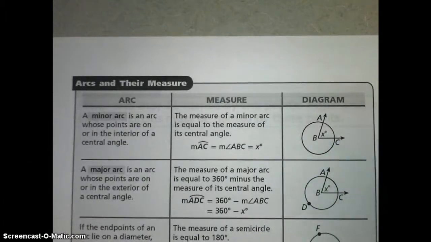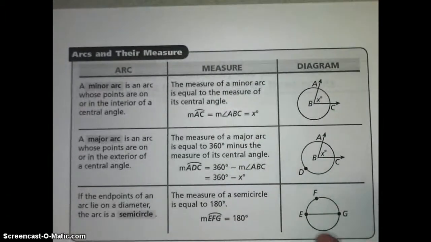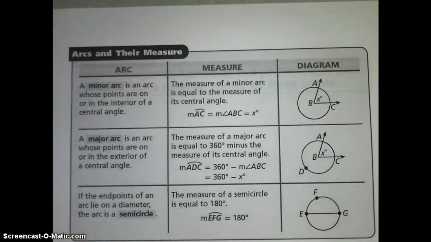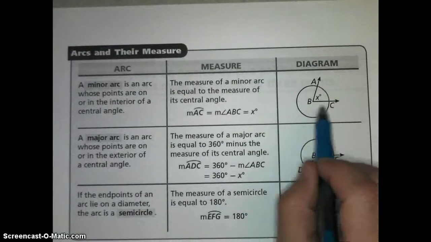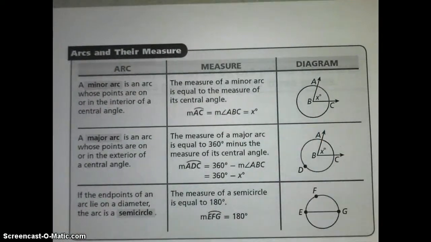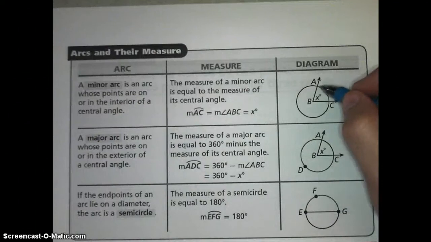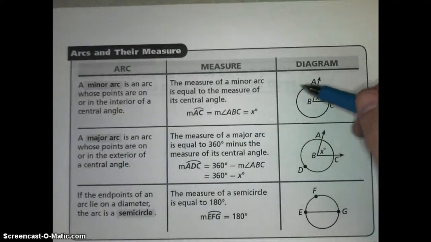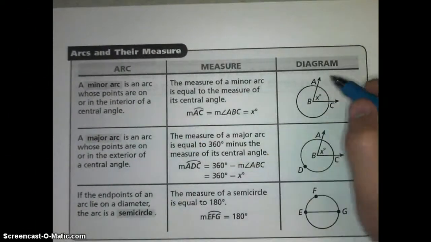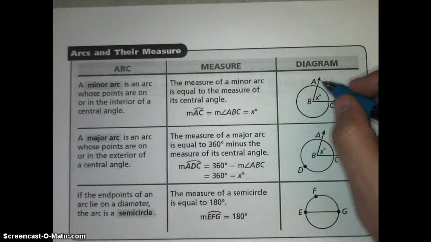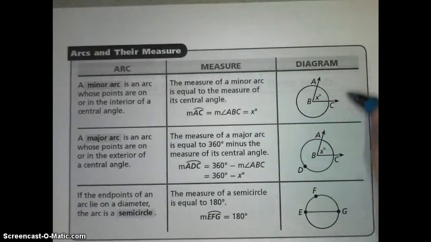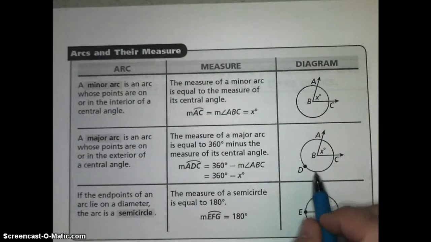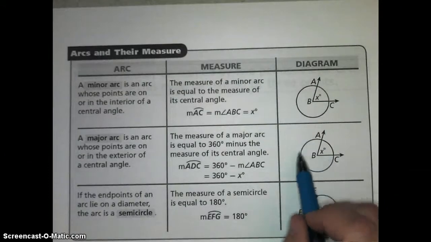Now, arcs can be described in two main forms, either a minor arc or a major arc. Every circle, if I were to draw a central angle, would have a minor arc and a major arc. The minor arc is the arc measure whose points are on or in the interior of the central angle. Okay, and the major arc is everything else of the circle.